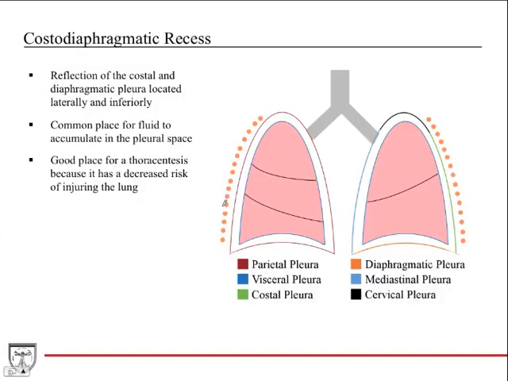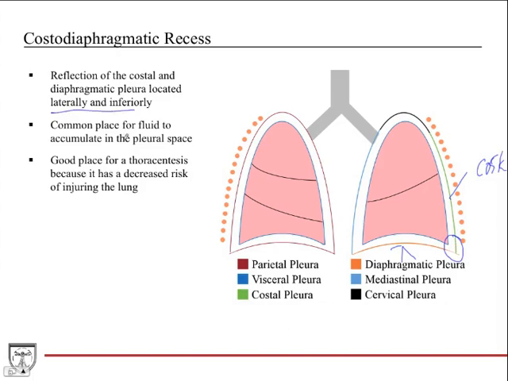So you have these recesses in the pleural spaces. The first one we'll talk about is the costodiaphragmatic recess, and it's a reflection of the costal pleura. We have the costal here in green, and then the diaphragmatic here in orange, just over the diaphragm. It's this space right here, the junction where these two meet. And it's located laterally and inferiorly, okay?